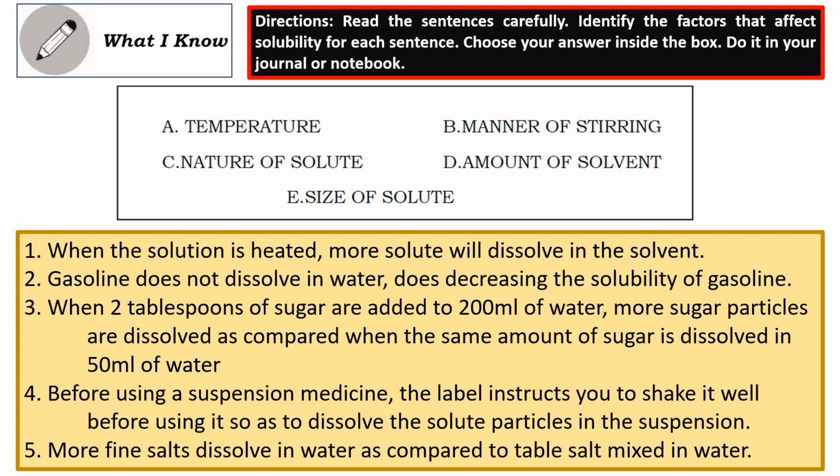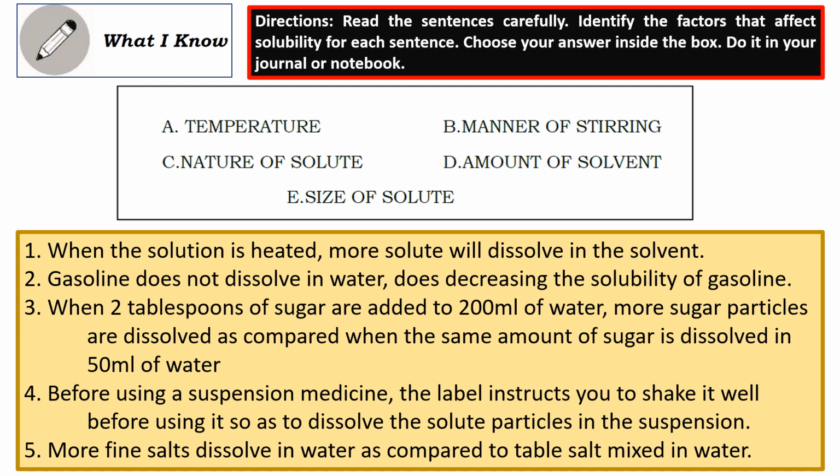Direction. Read the sentences carefully and identify the factors that affect solubility for each sentence. Choose your answer inside the box. Now, ito yung mga kasagutan. A, temperature. B, manner of stirring. C, nature of solute. D, amount of solvent. And letter E, size of solute.